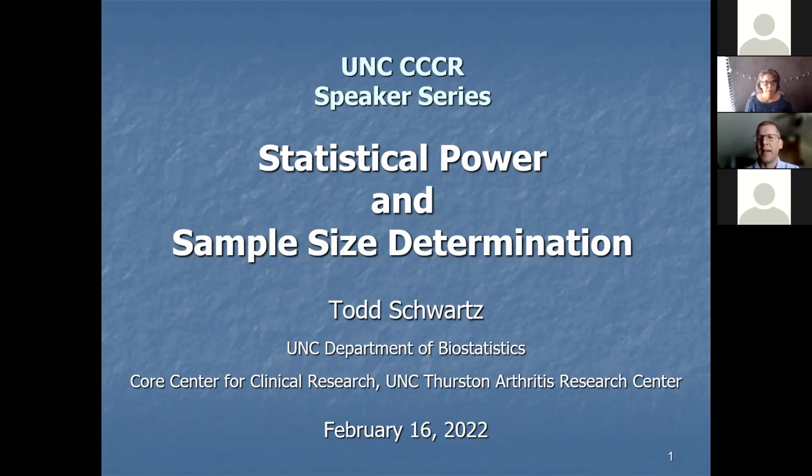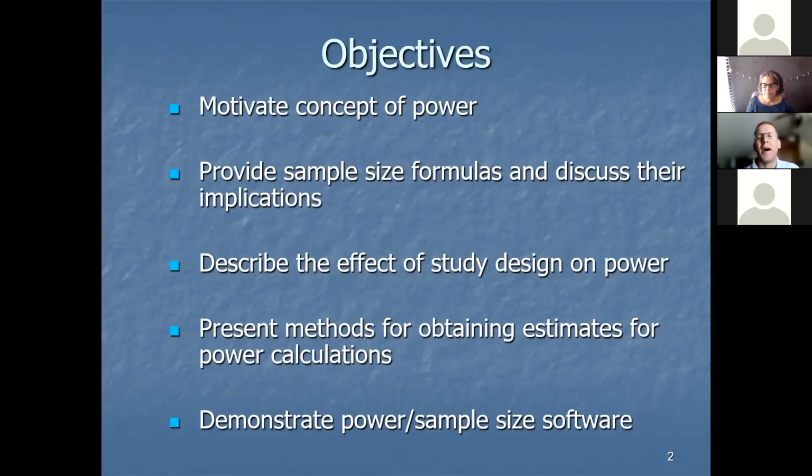I'm trying to keep it at a fairly introductory level, but would welcome questions at the end. So here is what I'm hoping we can cover today: make sure everyone gets a sense of what this concept of statistical power is all about. I want to show some basic formulas just to give an intuitive sense of how different pieces are working together and the kind of inputs that are needed.